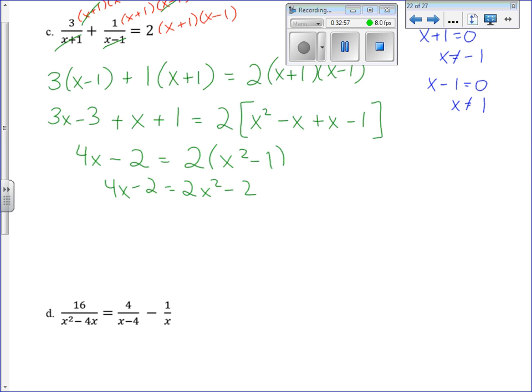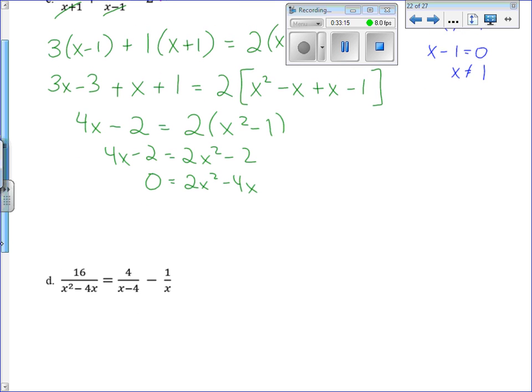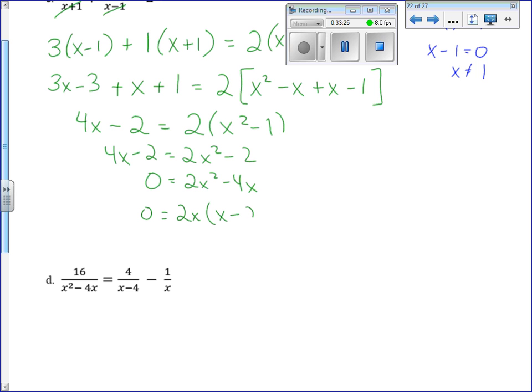Okay, I've got a squared term, so I want to get everything on one side. So I'm going to minus 4x to both sides, 2x squared minus 4x, and I need to add 2 to both sides, which just gives me 0. So I'm left with 0 equals 2x squared minus 4x. Now, as degree 2 polynomials go, this is a nice easy one to solve, because I'm just going to factor it. I've got 0 is equal to 2x times x minus 2. So I'm just factoring this.